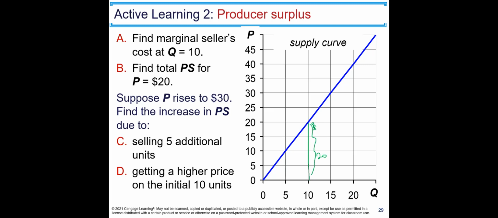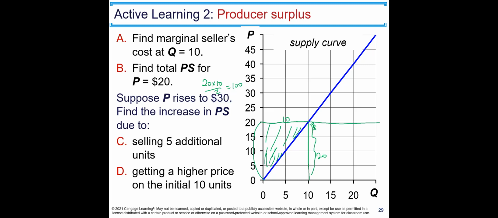Find total producer surplus for price 20. You need to draw a price line at 20. And remember, the area between the price line and the supply curve is the total producer surplus, which is this area. And that is 20 height and 10 base. So therefore 20 times 10 over 2, which is 100.